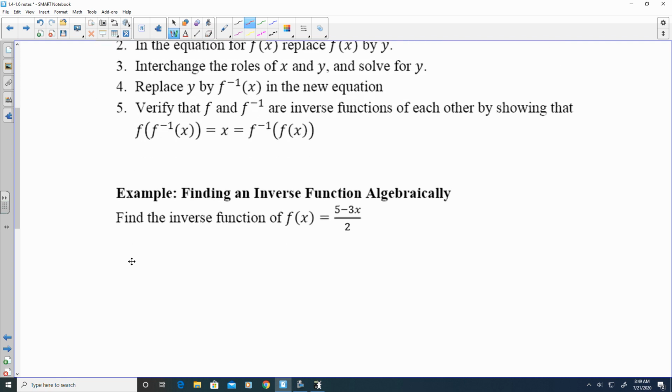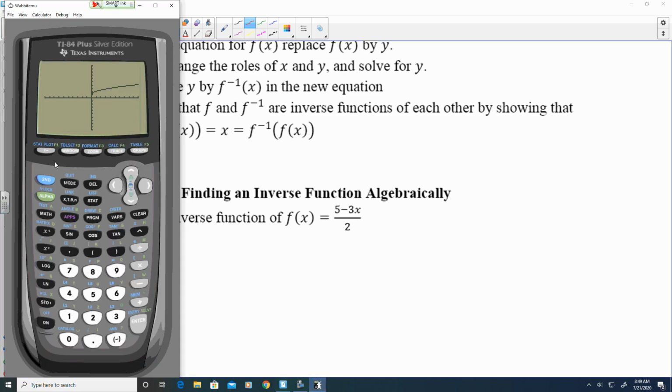Okay, so let's find the inverse of (5 minus 3x) over 2. The first thing we're going to check is if it passes the horizontal line test. If it doesn't, you're done. You don't have to do anything from there. Okay, so we have 5 minus 3x in parentheses, all divided by 2. Now this is just a line, so it definitely passes the horizontal line test. So we know that it has an inverse.